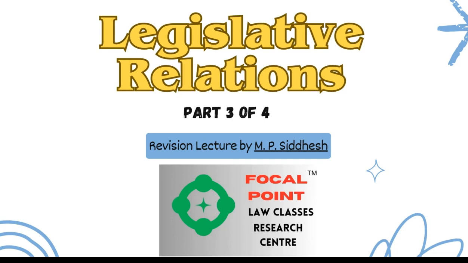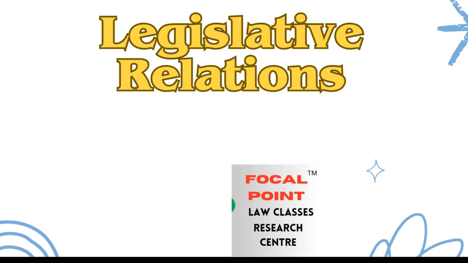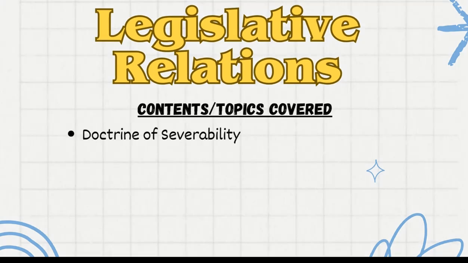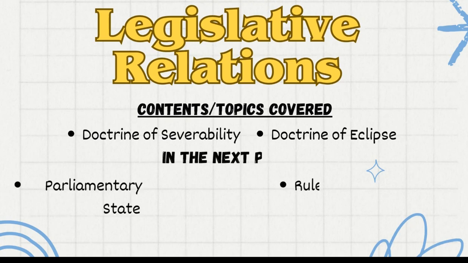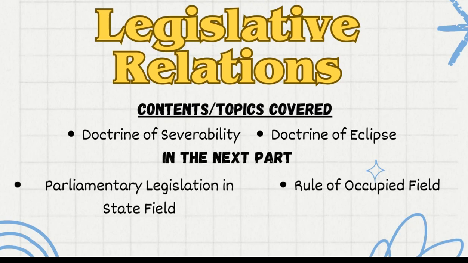This is part 3 of the revision lecture on legislative relations or center-state relations. Please watch all the parts in this revision series for a complete understanding of the topic. In this part, we shall cover the following topics: the doctrine of severability and the doctrine of eclipse. We shall be discussing parliamentary legislation in the state field and the role of occupied field in the next part of this revision series. The only reason is that I am trying to keep the videos below 15 minutes.